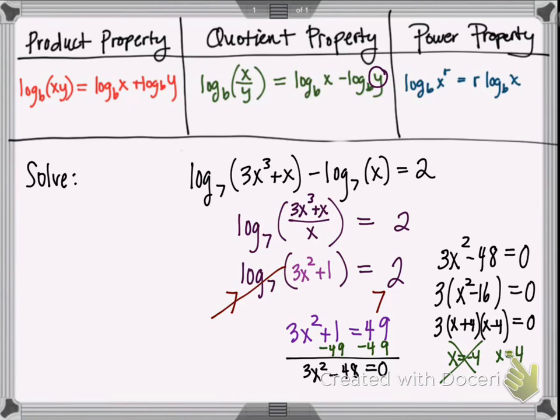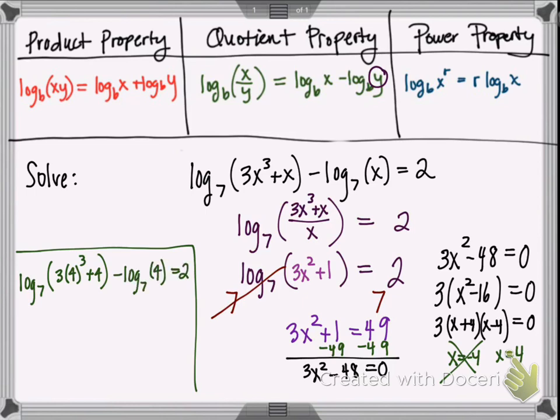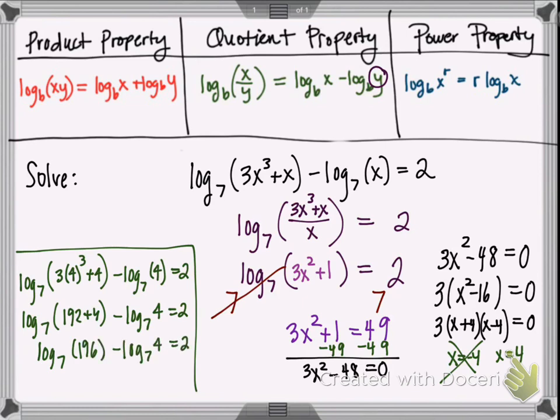Let's plug in positive 4. So if I have log base 7 of 3 times 4 to the third plus 4, minus log base 7 of 4, that's equal to 2. So I have log base 7, 4 to the third is 64, times 3 is 192, and I'm going to add 4 to that, minus log base 7 of 4 is equal to 2. So I have log base 7 of 196 minus log base 7 of 4, and that's equal to 2.